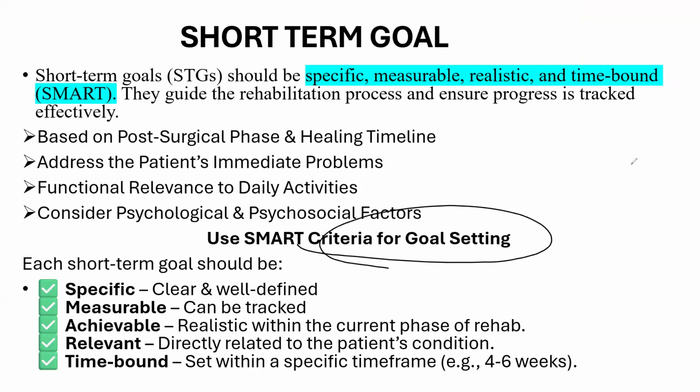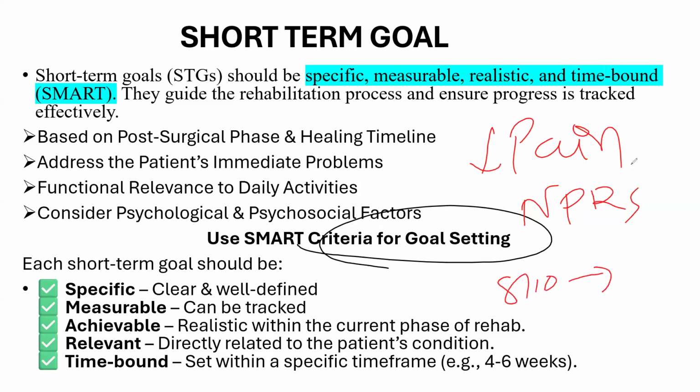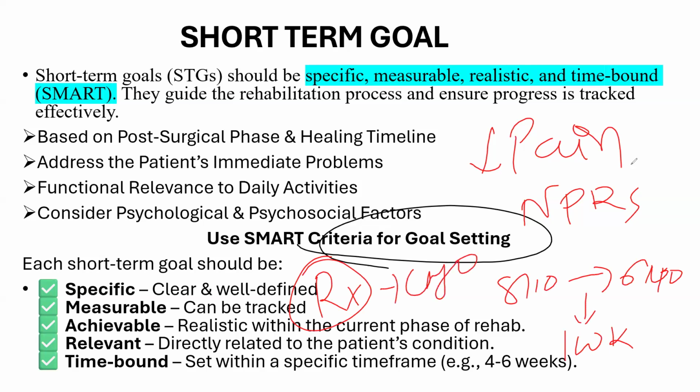So for this patient, I would like to reduce the pain, evaluating through the numerical pain rating scale from the current level. For example, if the patient is having 8 out of 10, I would like to reduce it to 6 out of 10 within the next 1 week by incorporating some pain management strategies, education about pain-provoking positions, and also cryotherapy. I choose this goal because by reducing the patient's pain, he can participate more in the rehabilitation program.